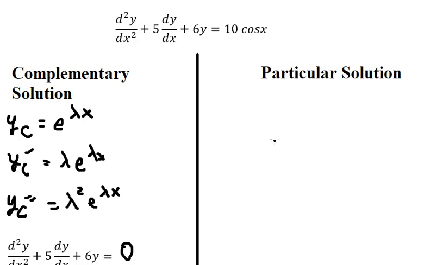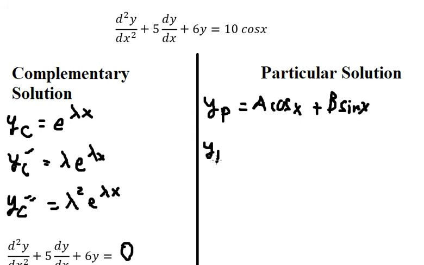Now let's go to the particular solution. So we see that we have 10 cos x. Because we have cos x, that means I will put yb equals a cos x plus b sin x. Next, we do the first derivative of yb. So we have negative a sin x plus b cos x.